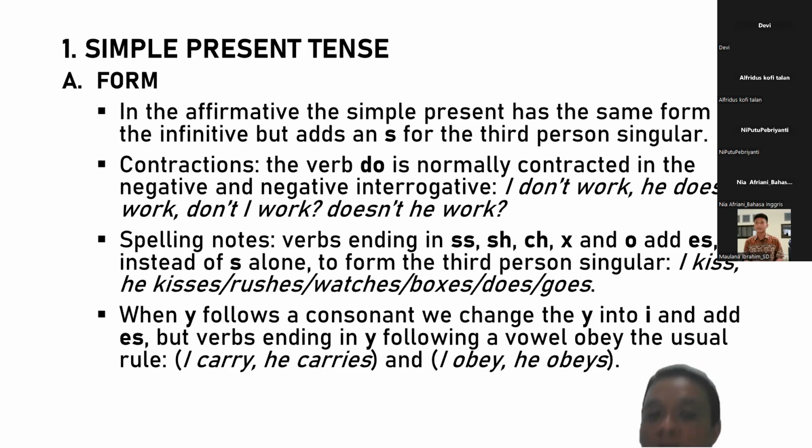When Y follows a consonant, we change the Y into I and add ES. But verbs ending in Y following a vowel obey the usual rule. For example, I carry, he carries, not he carry. And I obey, he obeys. Those are the distinctions between the first person singular and third person singular when followed by verbs.